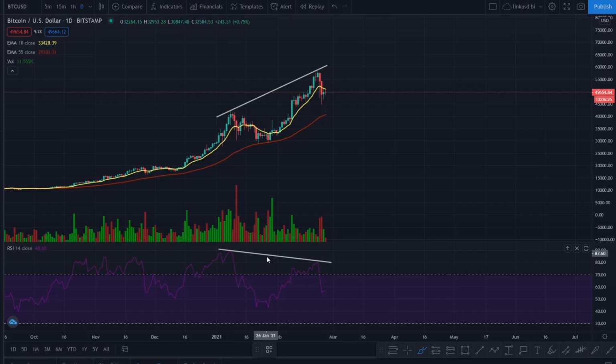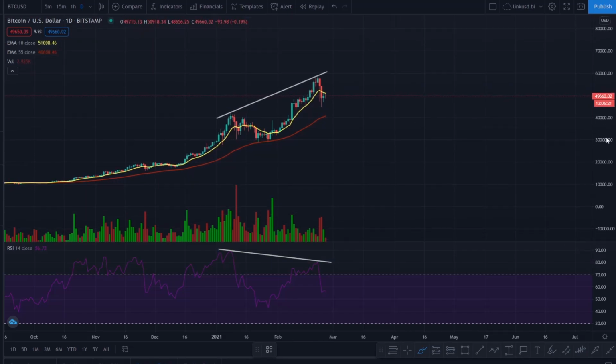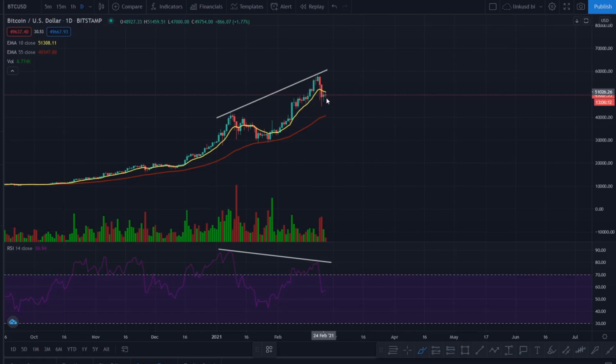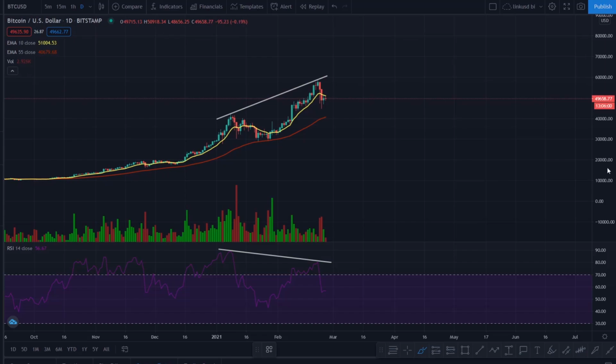And unfortunately, whilst that does happen, potentially the alts could be dragged down as well. I'm hoping they don't. I'm hoping this leads to a mini alt run, as we've spoken about in the Bitcoin dominance chart that we've looked at. As Bitcoin loses some of its dominance, when it comes down to this 55 EMA, what would be lovely is we could see a bounce in the alts and they claw back some of those lost sats against Bitcoin. So that is hopefully what's on the cards.